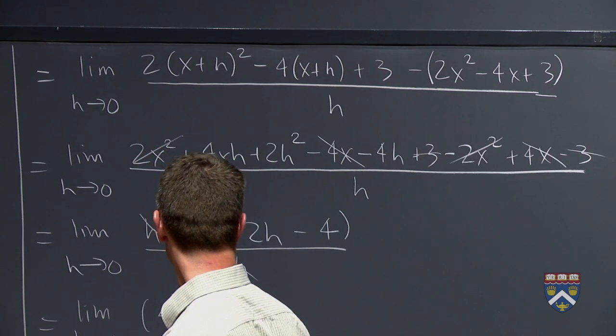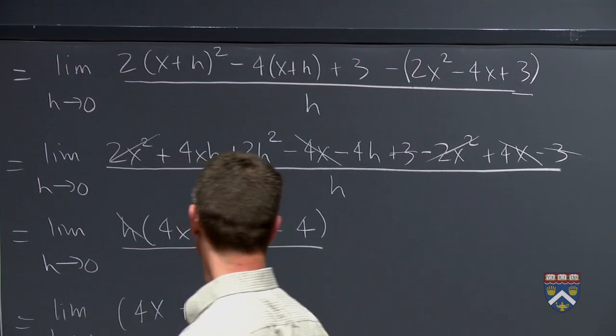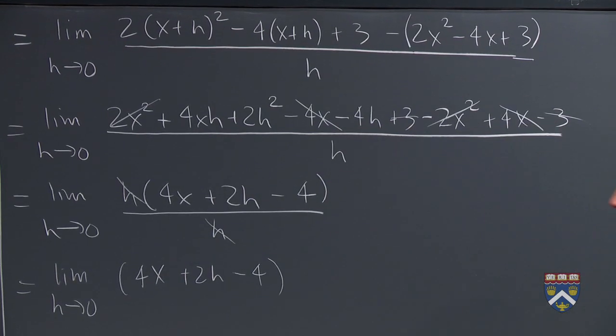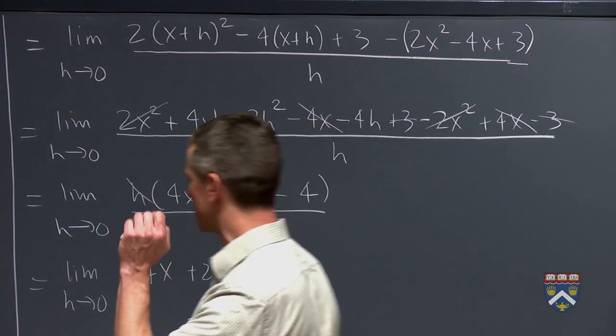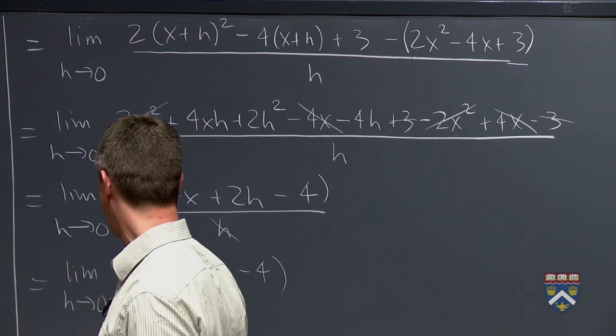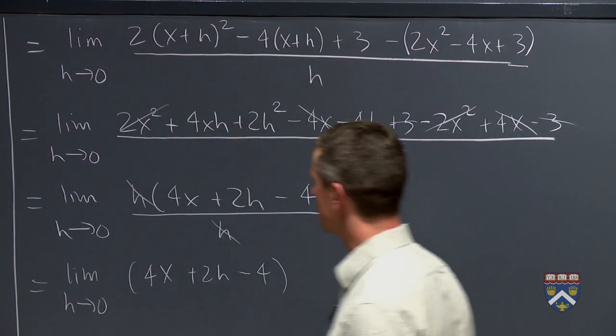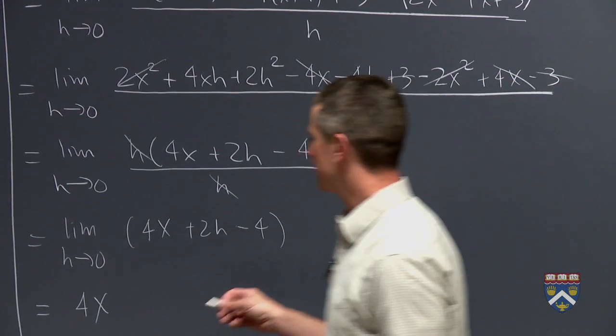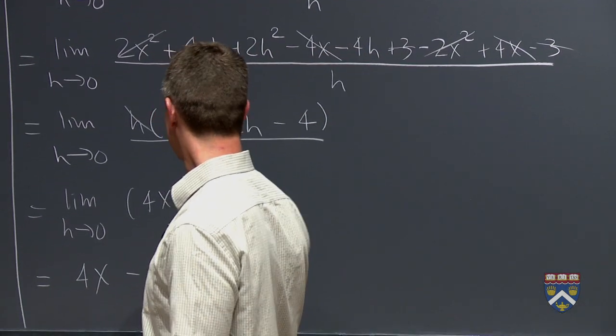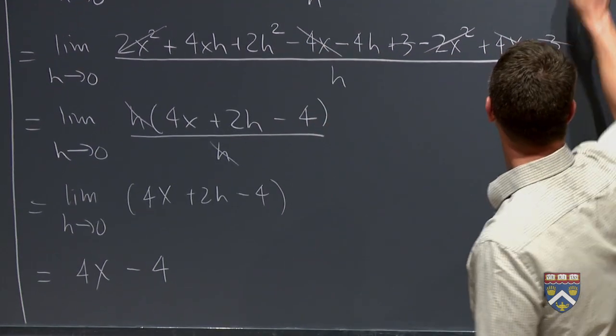So we get 4x plus 2h minus 4. And so now we have to just let h go to 0. So when h goes to 0, what happens to 4x? 4x just stays 4x. 4x doesn't care what h is doing. 2h will become 2 times 0, which is 0, and then minus 4. So that is f prime.